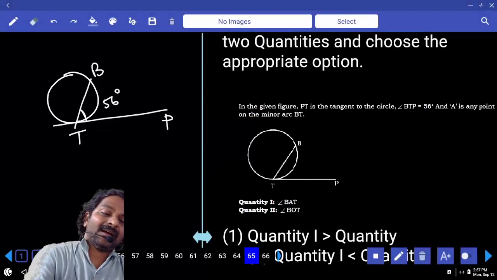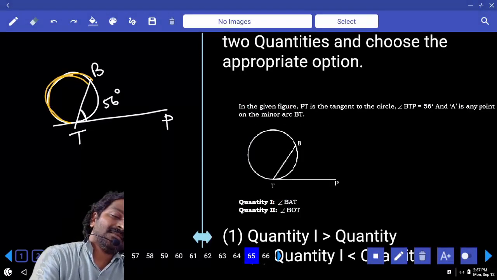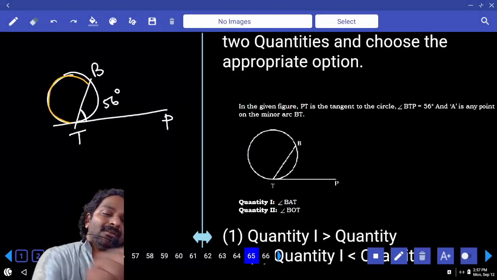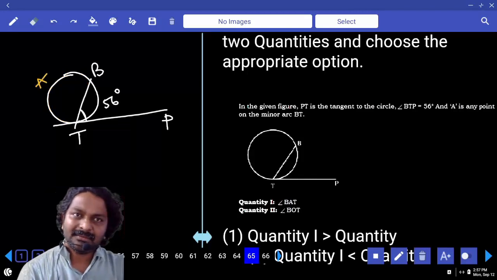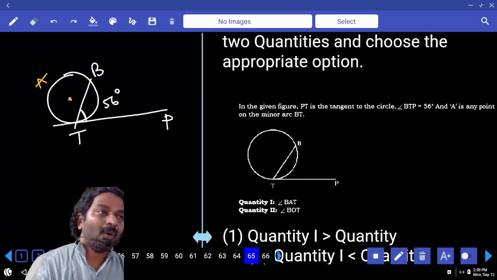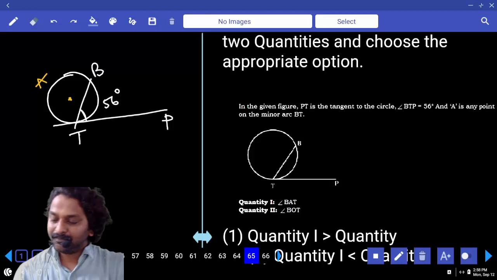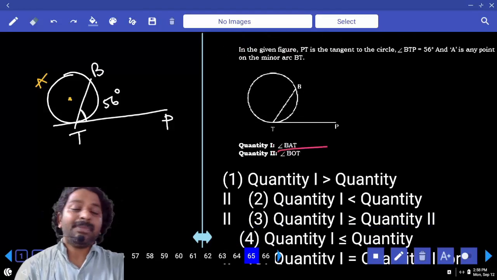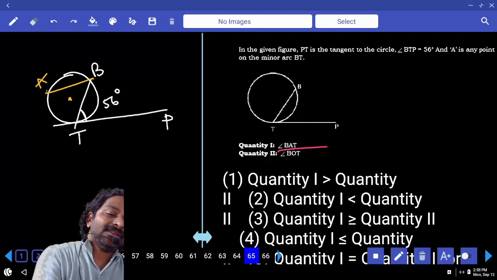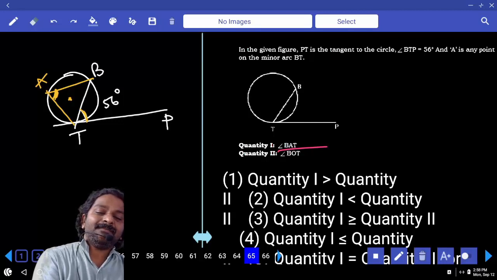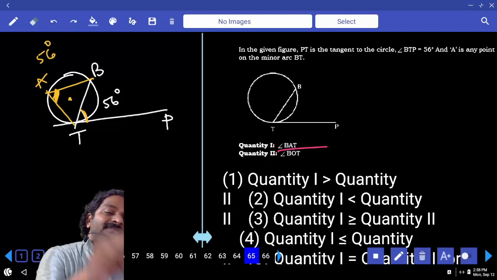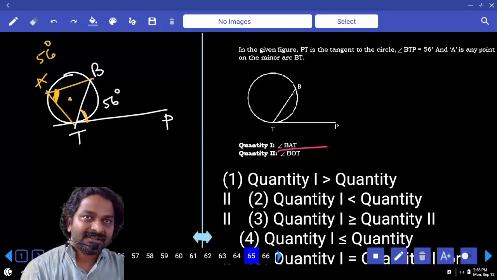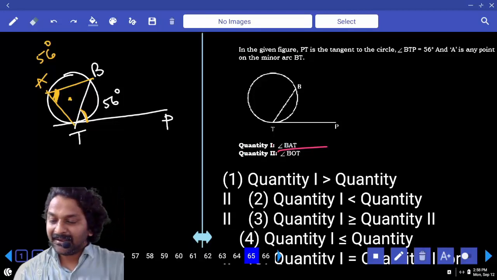Arc, this is an arc. I need to take a point A on this arc. Anywhere I can take, I'll take A here. And it has a center O. Now, angle at BAT and angle at BTP will be the same, which is 56 degrees. That's the tangent property. Next.